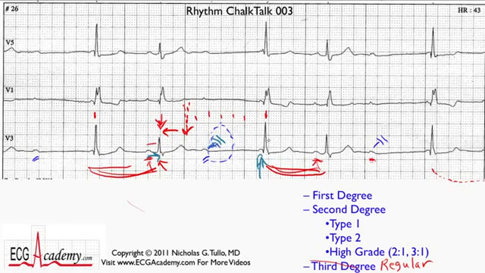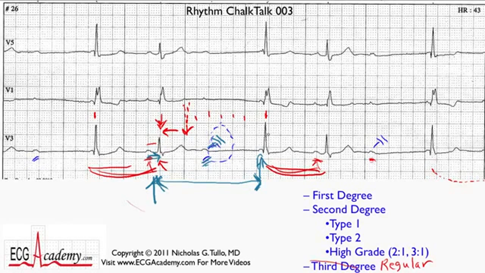So where did this QRS come from? Well, it's an escape beat. That's exactly what it is. Think of it this way. This patient's AV node is not working, right? So this beat was conducted okay, but when this beat blocked, you have this long interval where there are no heartbeats. And the ventricles start to say to themselves, we have to do something. We can't just let this person die.